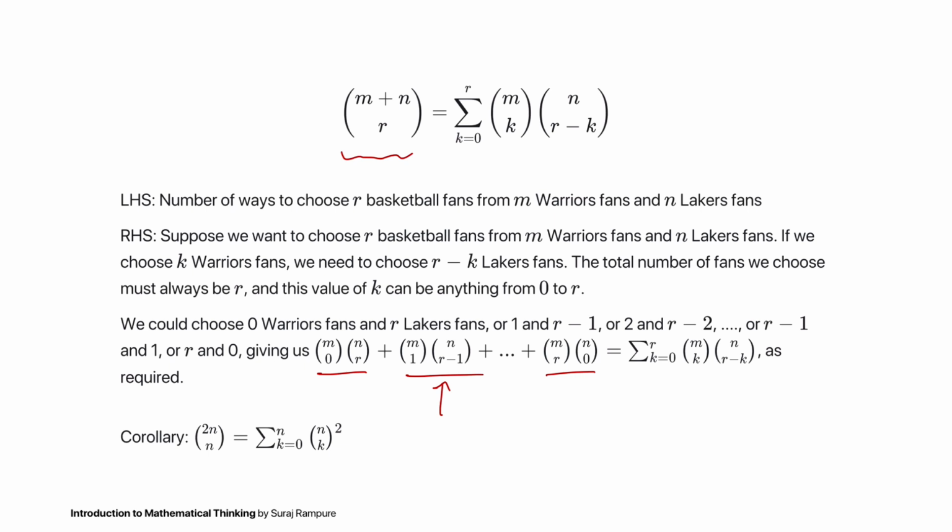Okay? And a neat little side effect of that is this identity. If you let m be equal to n and r also be equal to n, you get this identity: that the sum of the squares of a row of Pascal's triangle is 2n choose n. Is that clear? So here you let m be equal to r be equal to n.